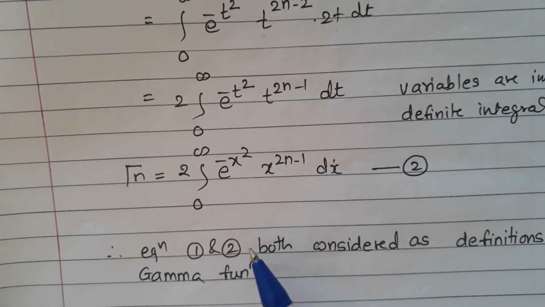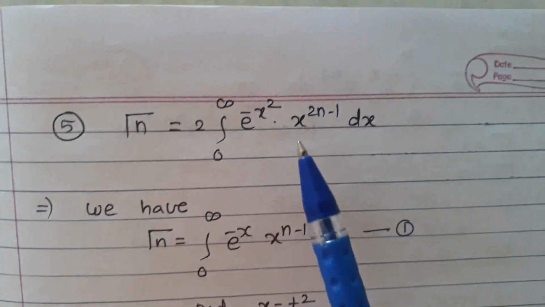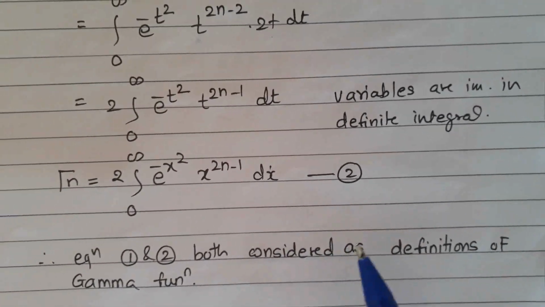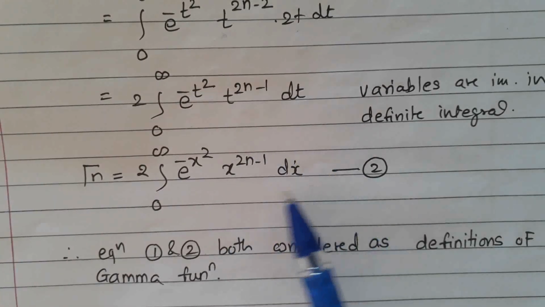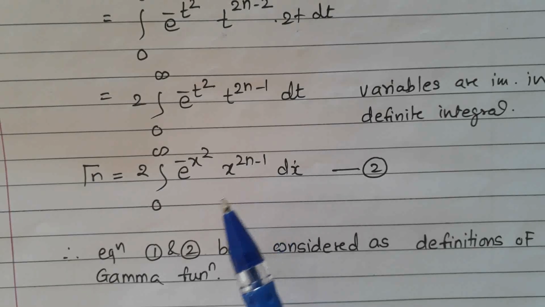This is equation number 2, as well as equation number 1. So you can use equation number 1 and 2 both as the definition of the gamma function. So all these are the basic information about the gamma function, the definition of the gamma function and the properties of the gamma function. Thank you.